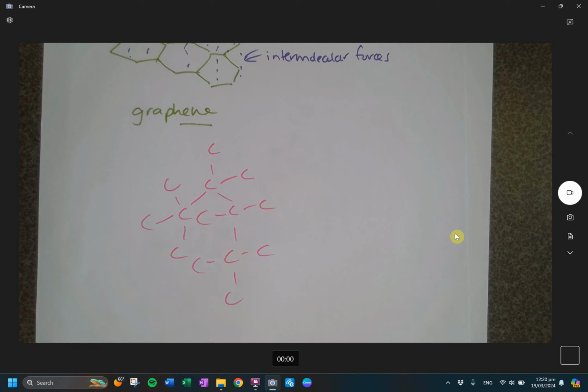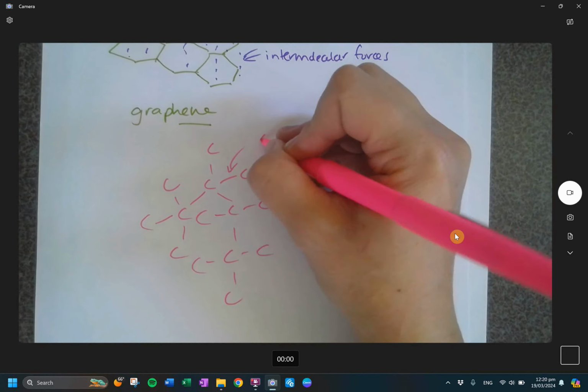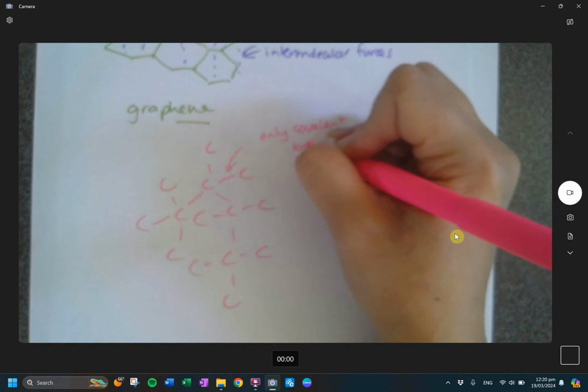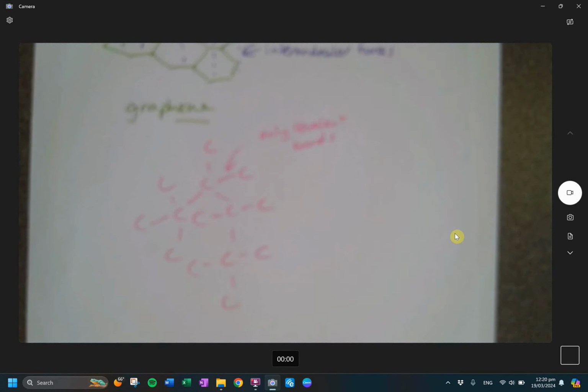I'm going to look up a picture to show you because I'm not good at drawing. It's a really structured, organized manner, and it's really, really strong. So in this case, we only have covalent bonds. There are no intermolecular forces in this case.